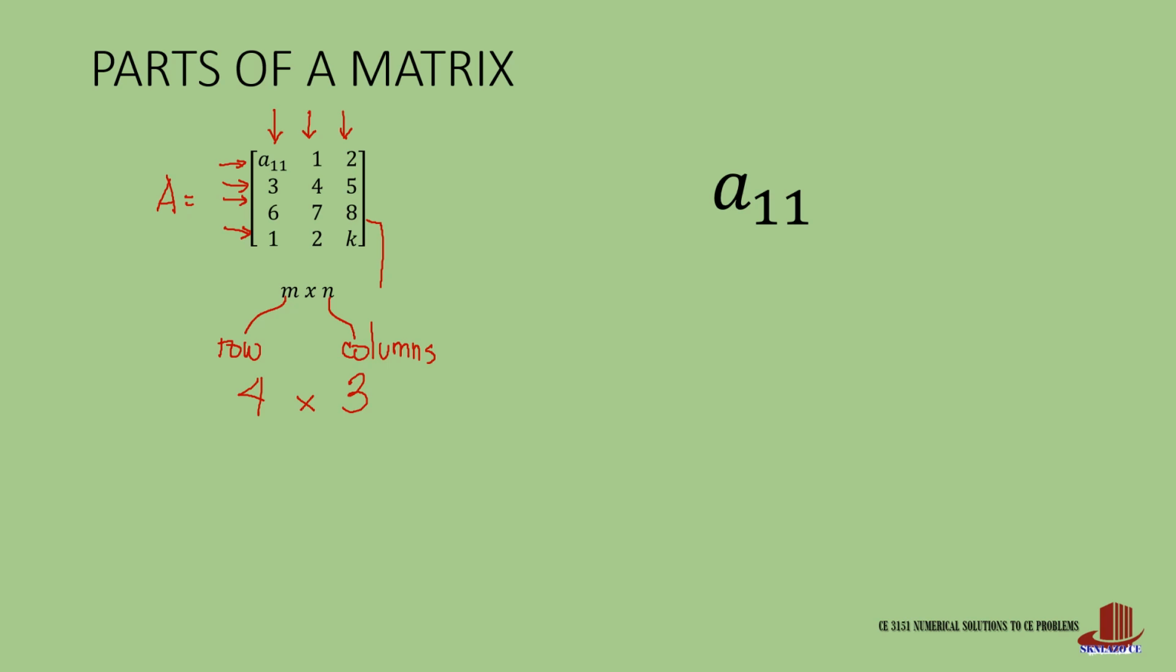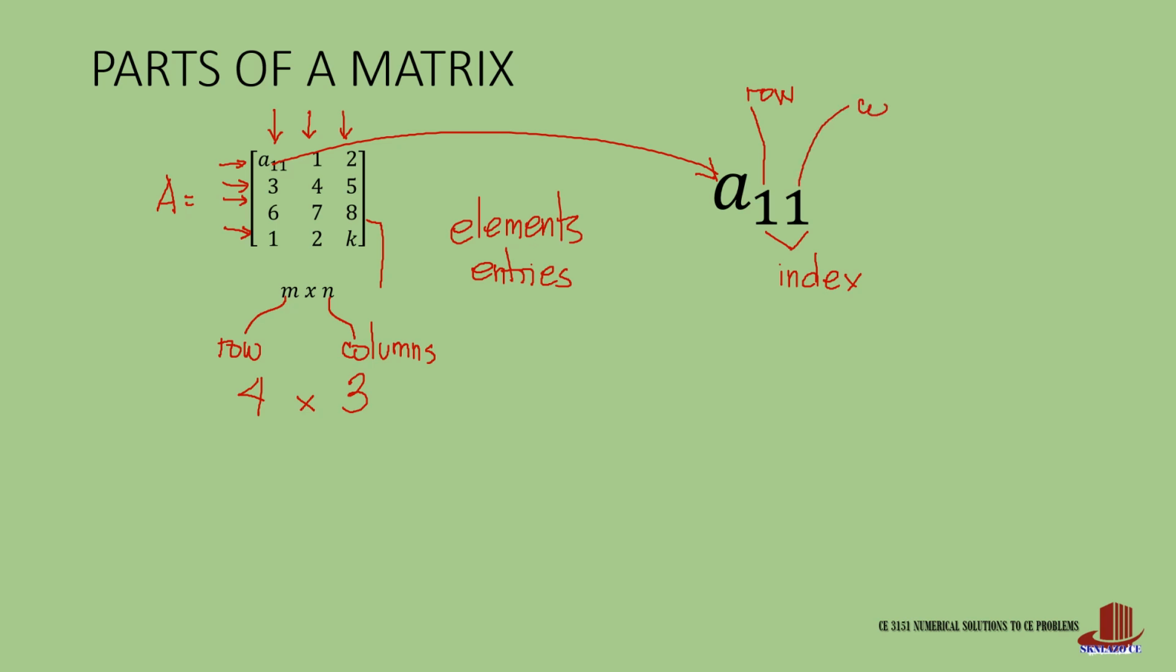Take the case of our elements. Inside would be what we call your elements or entries. Zooming it out, each entry or each element would have its own designation. Both of these numbers that you see as subscripts are called your index, whereby the first one would be your row index. The second one would be your column index.